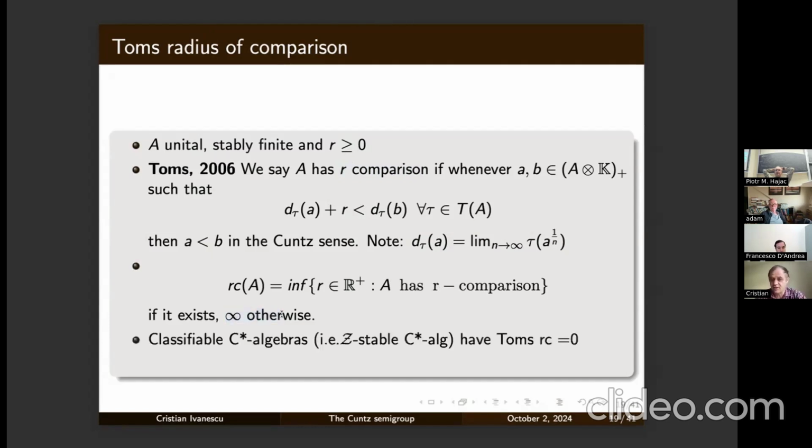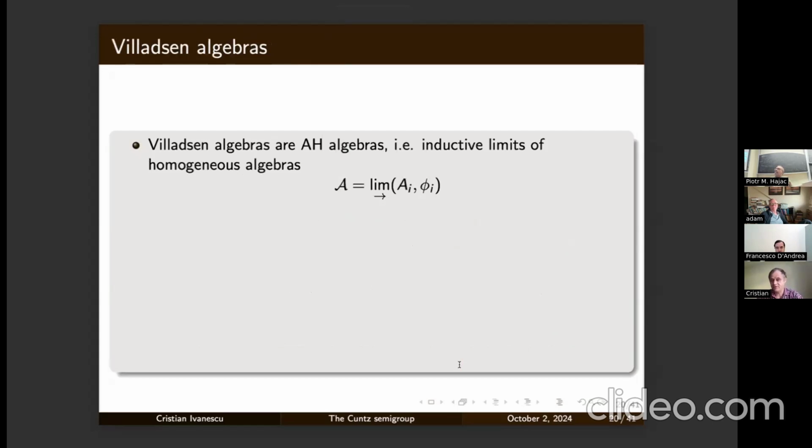And very interesting is that the classifiable C*-algebras, in other words, the ones I mentioned that have been classified, they all have radius of comparison 0. And in contrast, Villadsen algebras can have non-zero radius of comparison. So now we have this number which we can try to use to see if we can read something about the classification of C*-algebras. And indeed, this is the case. But first, let me try to explain what Villadsen algebras are.